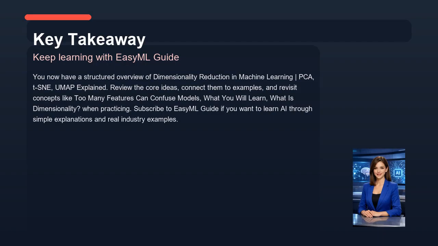To wrap up, here is the key takeaway. You now have a structured overview of dimensionality reduction in machine learning, PCA, t-SNE, UMAP explained. Review the core ideas, connect them to examples, and revisit concepts like too many features can confuse models. What you will learn: what is dimensionality? When practicing.